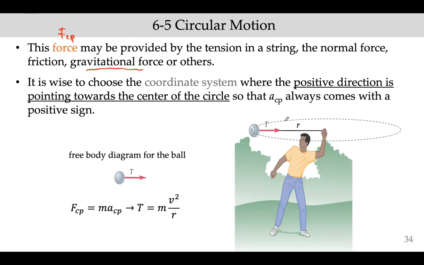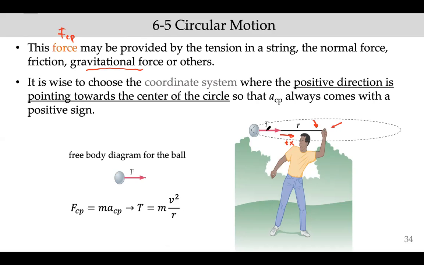So for this circular motion, we will choose towards the center, in this case this way, to be positive. You can call it positive x if you want. So any force that points towards the center, we will take with a positive sign. And if there is any force that's away from the center, we will take it with the negative sign.